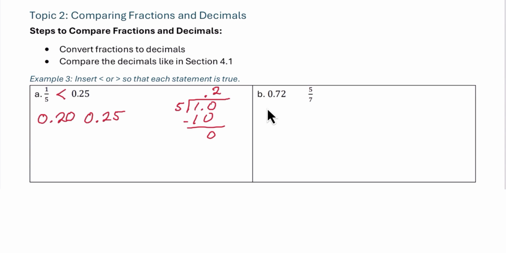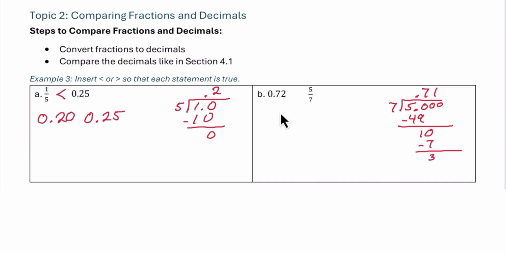In the next example, let's convert 5/7 into a decimal. We have 5 divided by 7. We'll add the decimal point. 7 goes into 50 7 times. 7 times 7 is 49. Subtract and we get a 1. We'll add a 0 and drop it down. 7 goes into 10 one time. 1 times 7 is 7. Subtract and we get a 3.